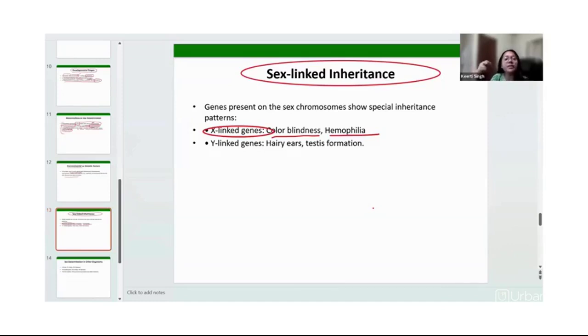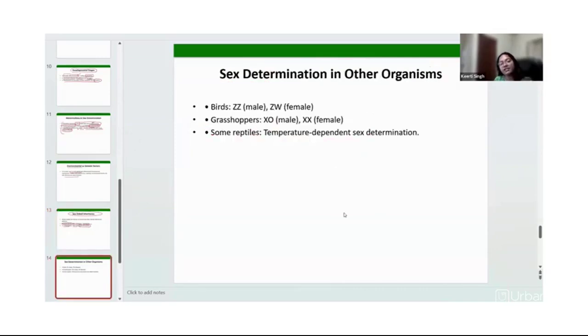And some of the characters may be governed by Y-linked genes. These are, for example, hairy ears and, of course, the testis formation. We have already seen this because the SRY region is going to give the male character to the developing male, right? So this is the case of the human male.